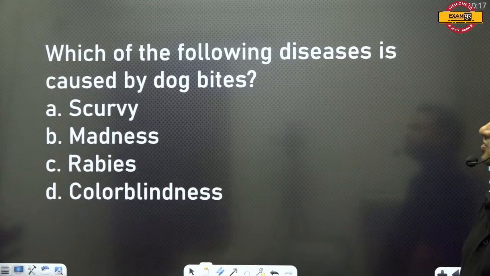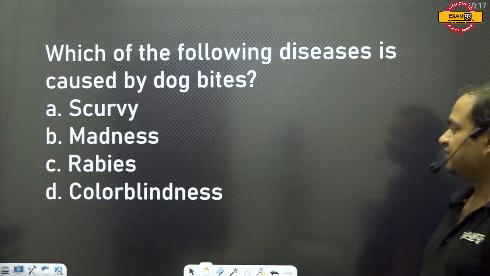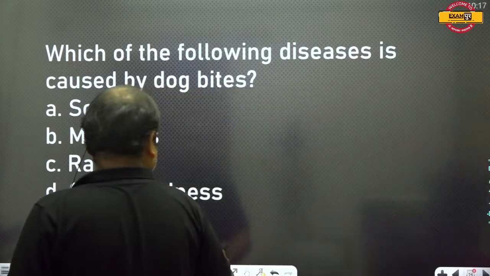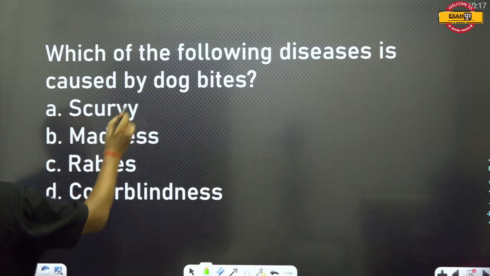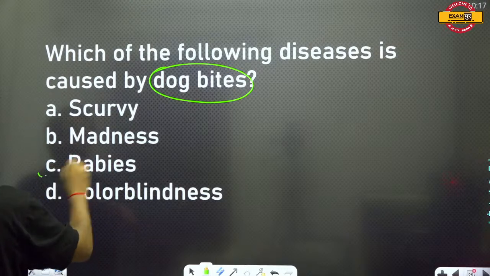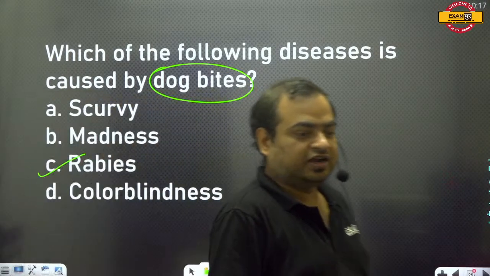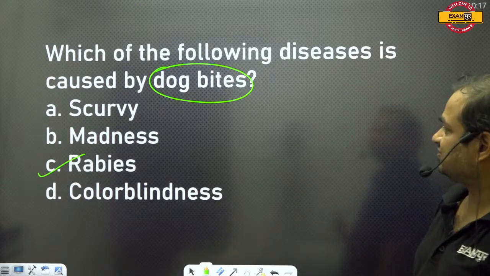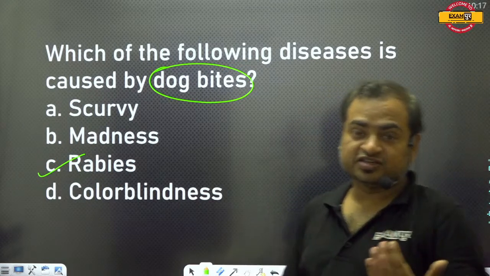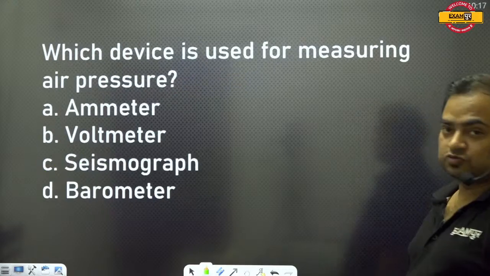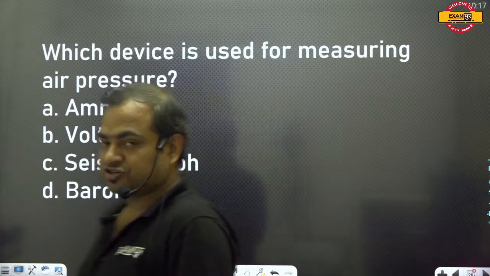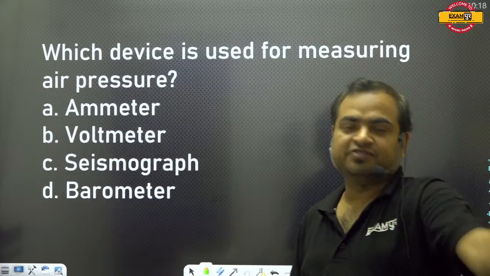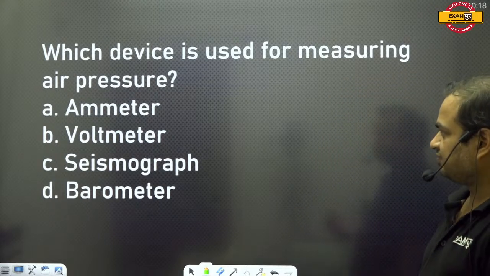So, which of the following diseases is caused by dog bites? Scurvy, madness, rabies, color blindness. So, which one is the correct? Okay, that's great. The correct answer is rabies. To protect against rabies type of diseases, vaccination is done for the dogs. Those who have pets get the vaccination for their pets also, so that if the pet bites anybody, then nobody has the problem of rabies.